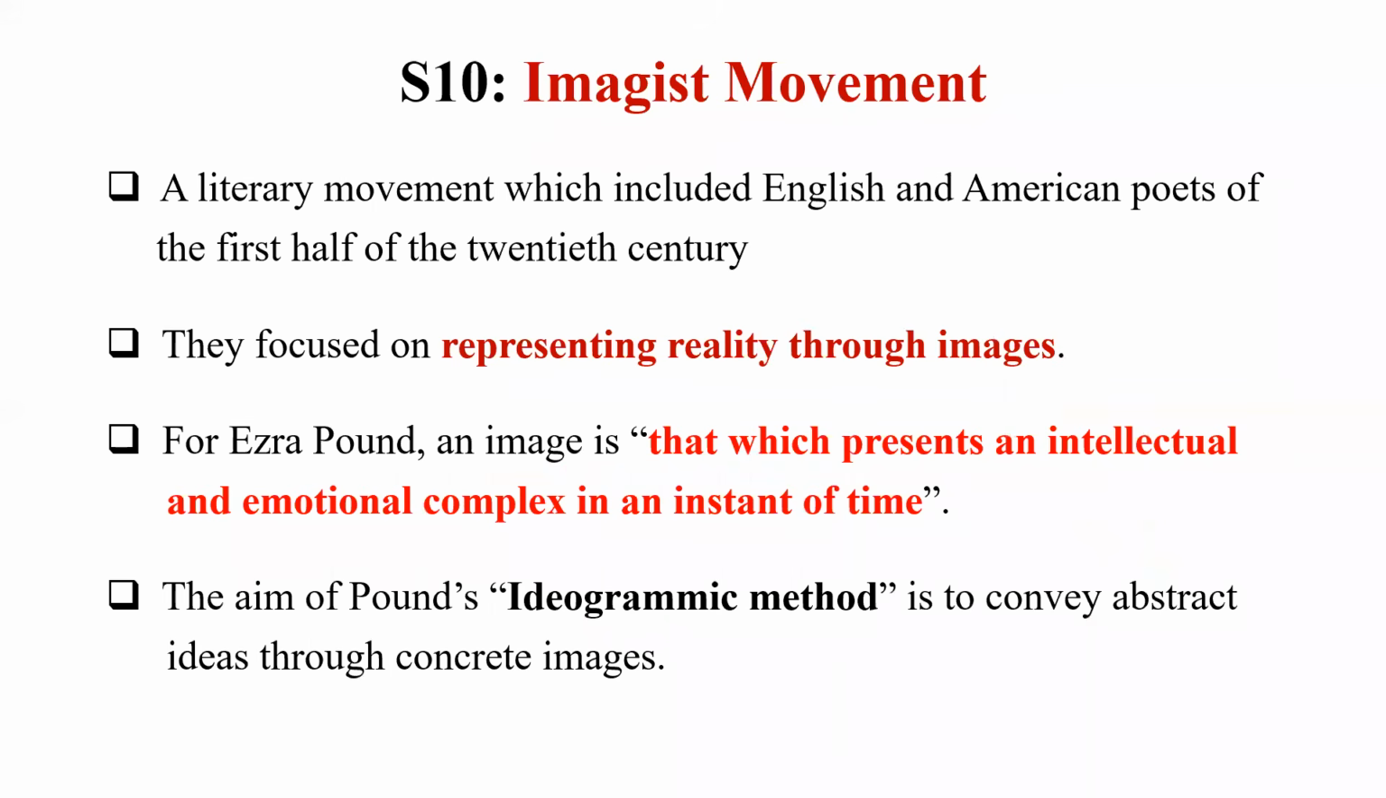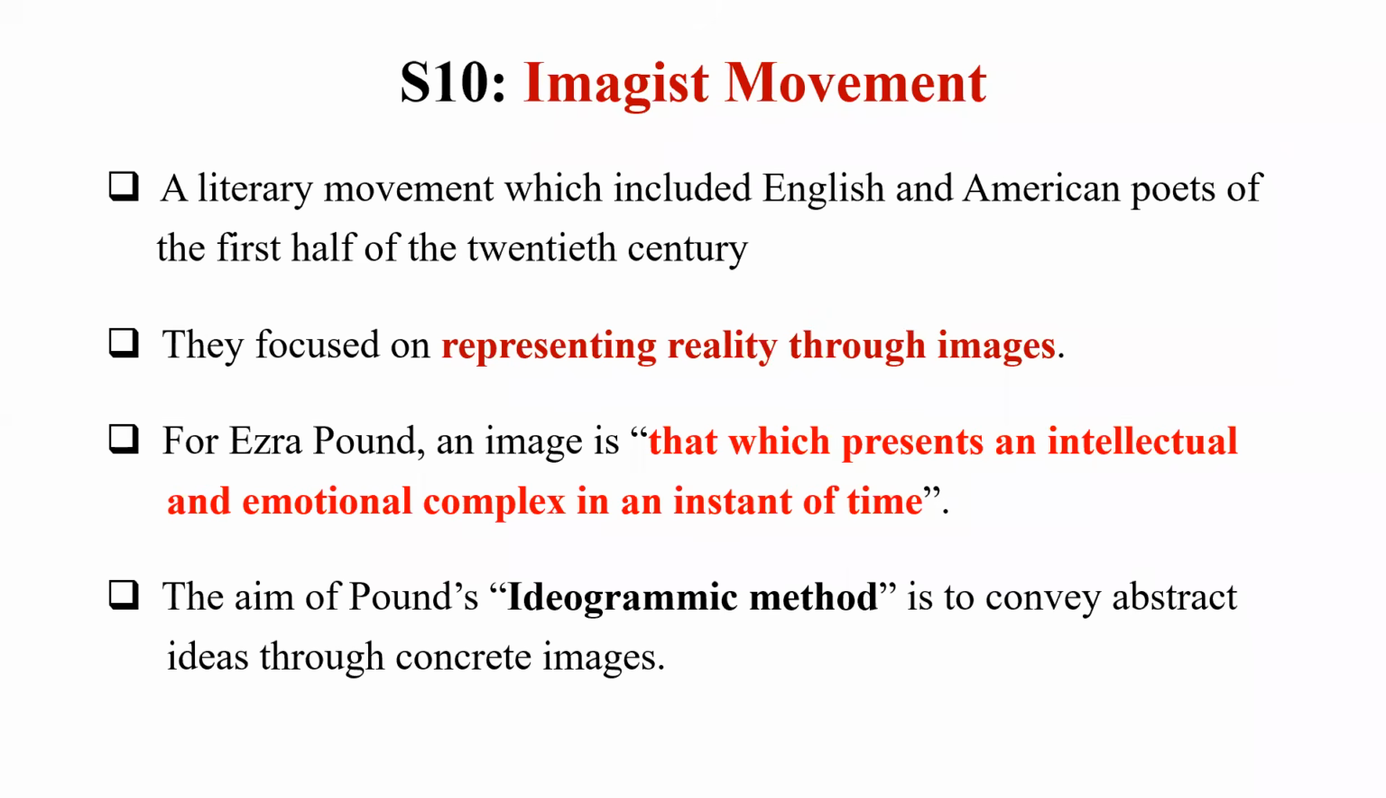We already discussed this. They focus on images, how to represent reality through images. And we started off with Ezra Pound's poem, In a Station of the Metro. And this is Ezra Pound's definition of an image: that which presents an intellectual and emotional complex in an instant of time. Just like that, snap of a finger, everything comes to your mind when you read that poem, In a Station of the Metro.